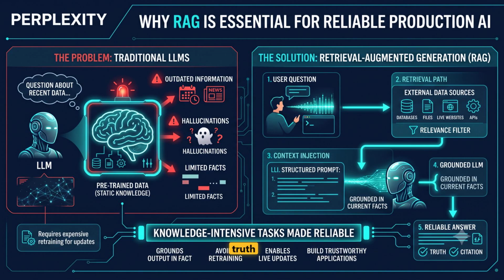Trace the final arrow down to step 5 at the bottom right, which outputs a reliable answer backed by truth and citation. The hard engineering constraint comes down to this. Training builds intelligence, but retrieval provides facts. Look at the bottom banner, where knowledge-intensive tasks become reliable. Grounding your outputs in live data without touching a single model weight is the only pattern that scale-proofs production AI.